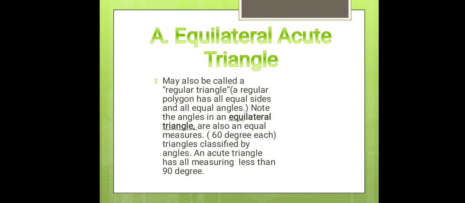Equilateral acute triangle may also be called a regular triangle. A regular polygon has all equal sides and all equal angles. Note, the angles in an equilateral triangle are also of equal measure, 60 degrees each. Triangles are classified by angles, and an acute triangle has all angle measures less than 90 degrees.